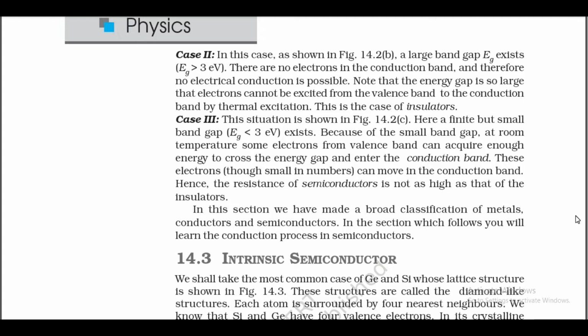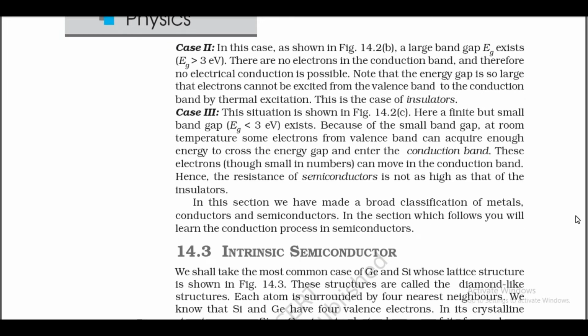Because of the small band gap at room temperature, some electrons from the valence band can acquire enough energy to cross the energy gap and enter the conduction band. These electrons, though small in numbers, can move in the conduction band. Hence, the resistance of semiconductors is not as high as that of insulators. In this section, we have made a broad classification of metals, conductors and semiconductors.